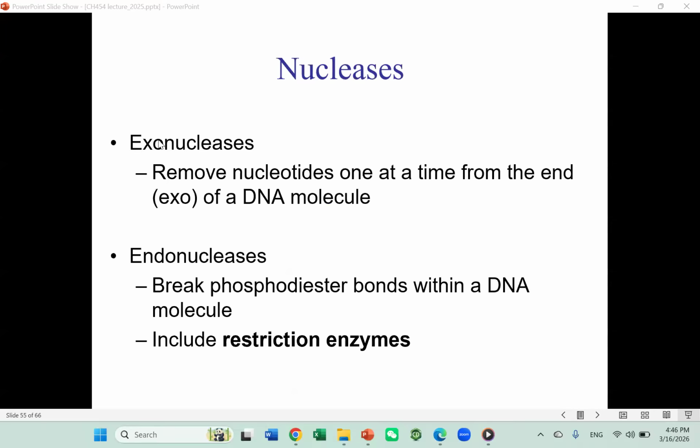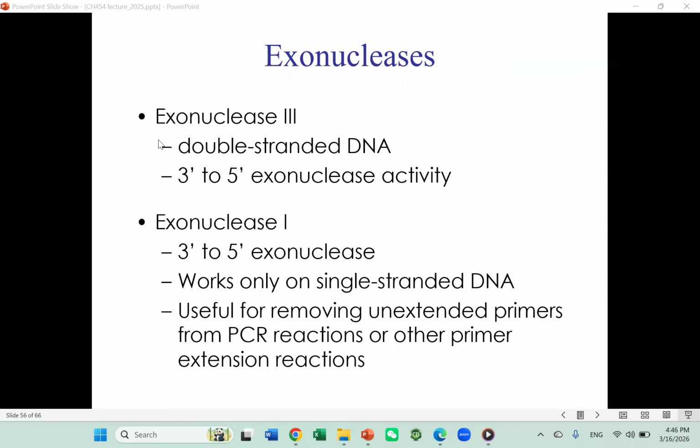All right, so here we'll talk about nucleases first. There are two types of nuclease. One is called exonuclease. This one cuts the DNA strand from the end of the DNA strand, maybe from the 5 prime or the 3 prime end, so that's why I call it exo. Another type of nuclease is called endonuclease. This one will cut the DNA from the middle, breaking the phosphodiester bond in the middle. One of the most famous types of endonuclease is the restriction enzyme, which we'll talk about later.